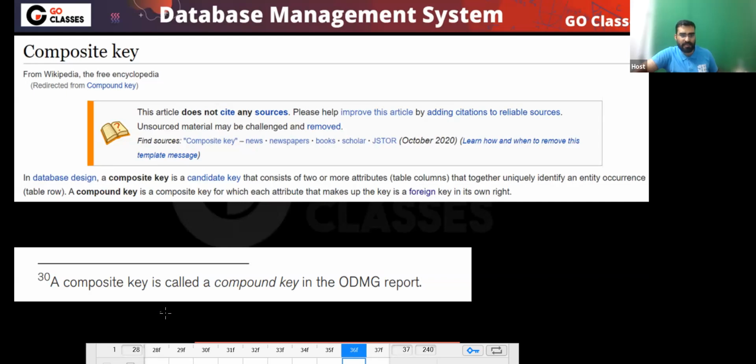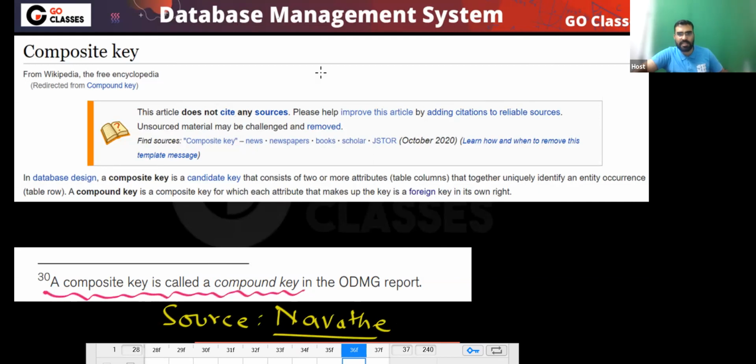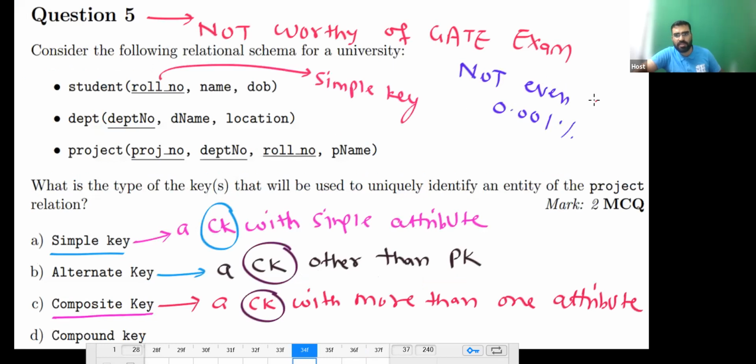That is the reason I've taken the source also. In Navathe, they are the same things. Is this clear? So you can see this question is not worthy of the GATE exam, not even 0.01%. Because there are many authors who don't care about this.